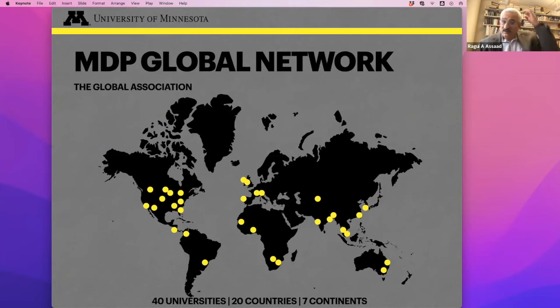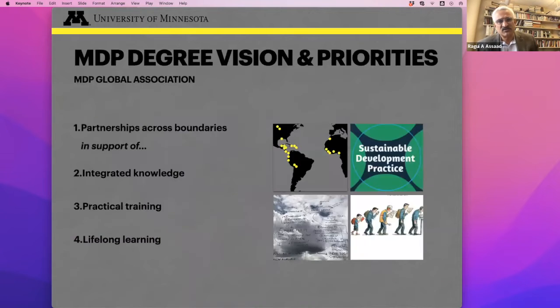As a result of that, a global network of programs that are considering themselves Masters of Development Practice programs was formed. Some of them were funded by the MacArthur Foundation, some of them formed on their own. There are currently 40 universities in 20 countries that are offering these Masters of Development Practice degrees that have this commonality of kind of following the original philosophy of that high-level commission brought together by the MacArthur Foundation. And so the main idea behind the degree is that you really have to cross boundaries in order to be a good development practitioner, and the boundaries of knowledge areas.